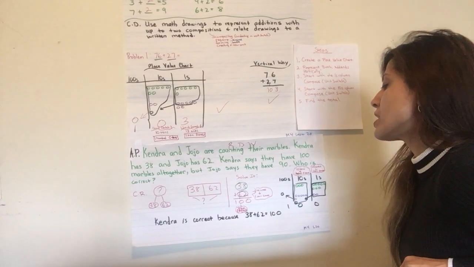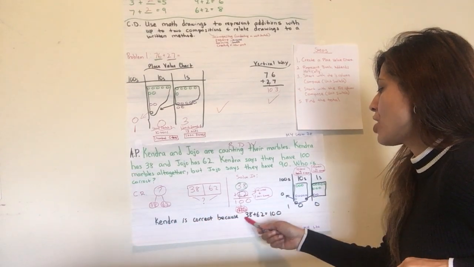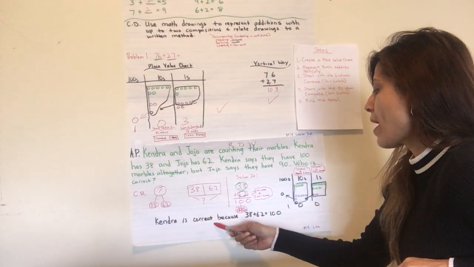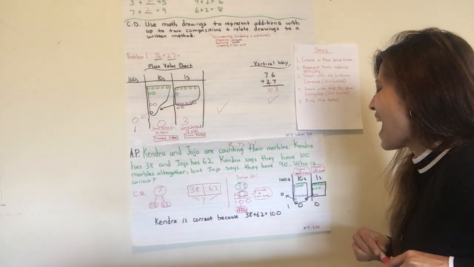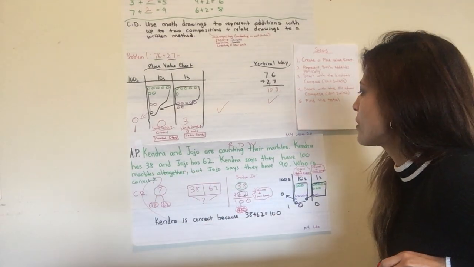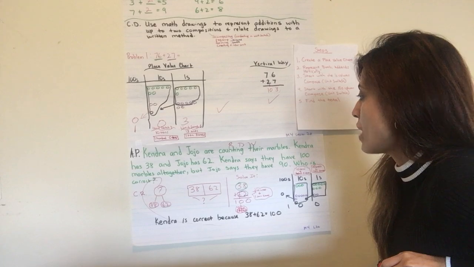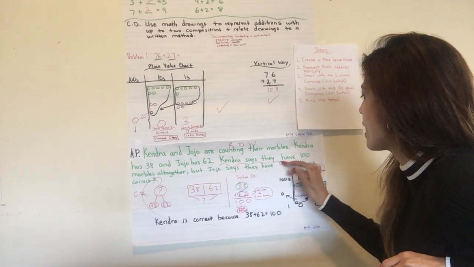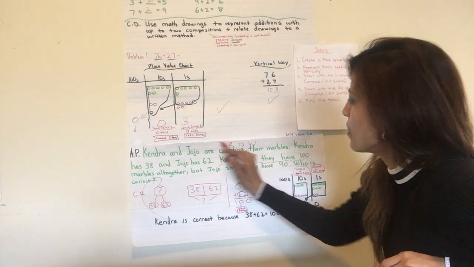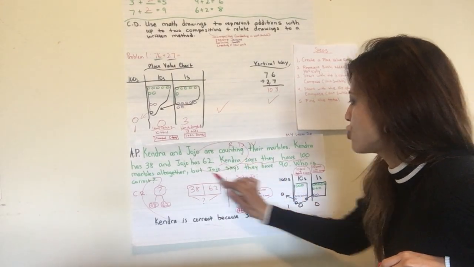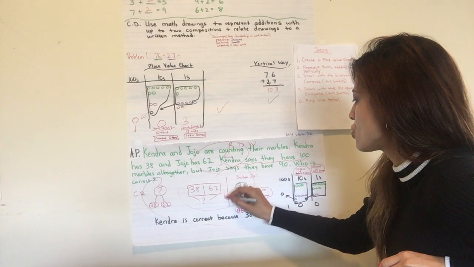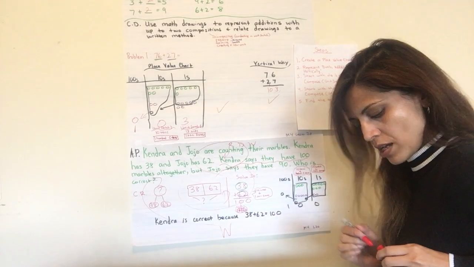Obviously, I have to write it. Kendra is correct because 38 plus 62 equals 100. I'll say that again. Kendra is correct because 38 plus 62 equals 100. How do I know this? Because I go back to my source, which is my application problem, and I look at Kendra, and Kendra did really say they have 100 marbles altogether, so she is correct. Okay? Here's my read, right? Here's my draw, and here's my write. So read, draw, and then write. Amazing job.